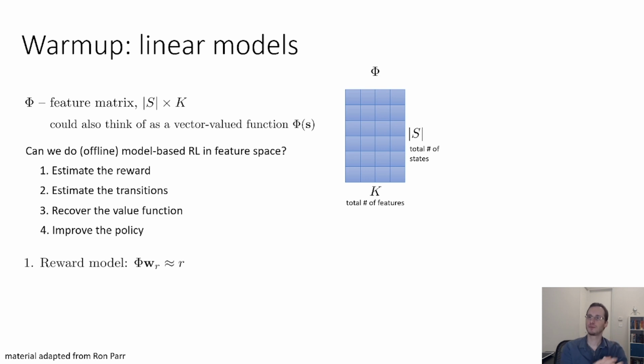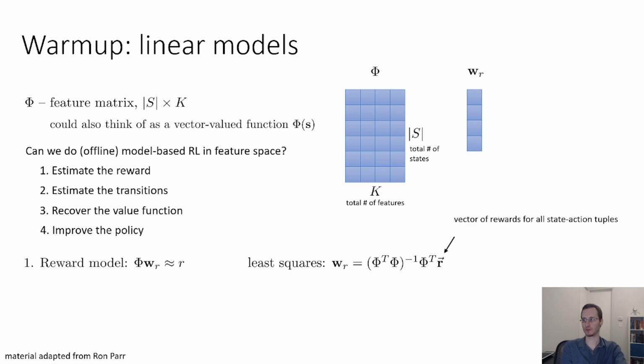So the reward model, all our models are going to be linear in the features because things were linear back in the day. So our reward model is going to be capital Phi times some weight vector WR. And we want this to be close to R. So WR is just a column vector with dimensionality equal to the number of features. One way we can solve for WR is with least squares. These are just the normal equations for solving for WR with the least squares fit to the vector R, which is the vector of rewards.